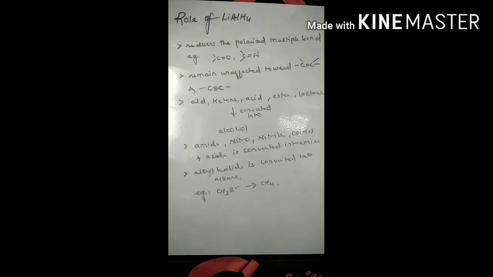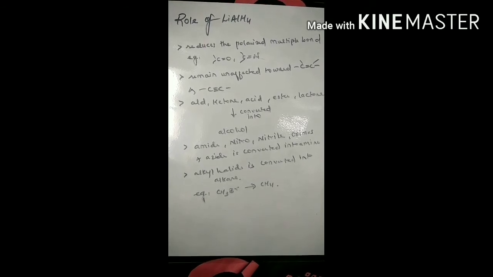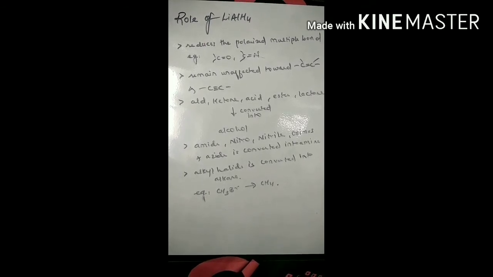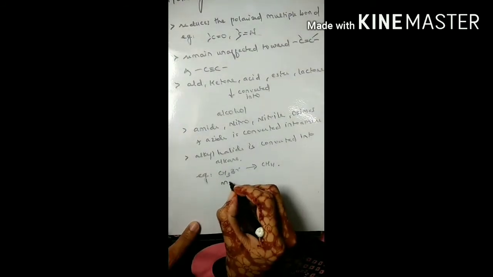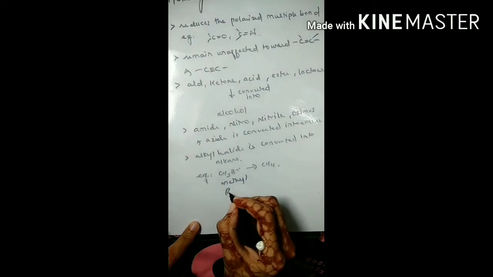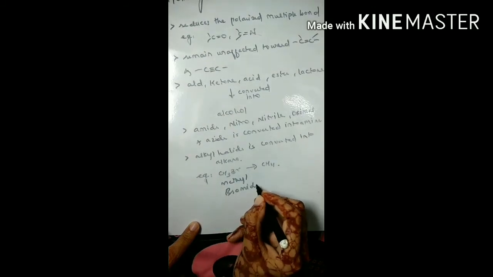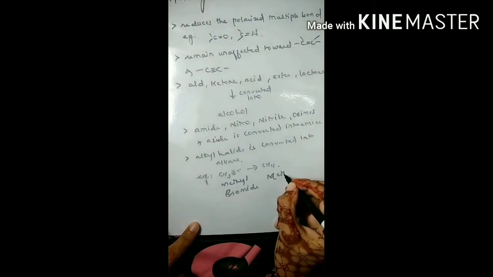Aldehyde, ketone, acid, ester and lactone can be converted into alcohol. Amide, nitro, nitrile, oximes and azide is converted into amine, and alkyl halides can be converted into alkanes. For example, methyl bromide is converted into methane. So the right answer we have is lithium aluminum hydride.